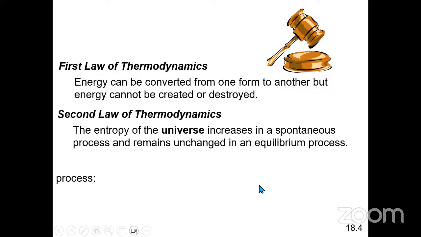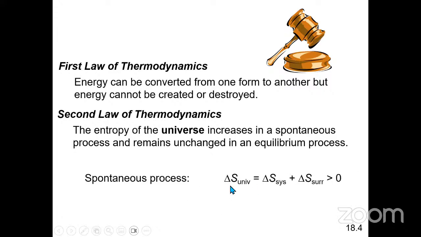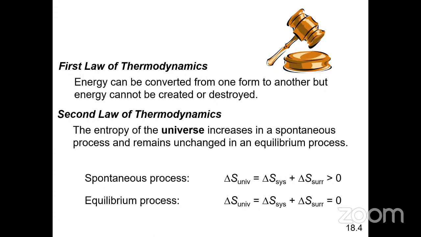So we can express this mathematically. We can say that for a spontaneous process, the entropy of the universe, which is equal to the entropy of the system plus the entropy of the surroundings, will always be greater than 0, right? And I should add that this should be read as a change in entropy of the universe. So the change in entropy of the universe is going to be greater than 0 for a spontaneous process, and for an equilibrium process, the change in entropy would be equal to 0, all right? So that's the mathematical representation of the second law of thermodynamics.